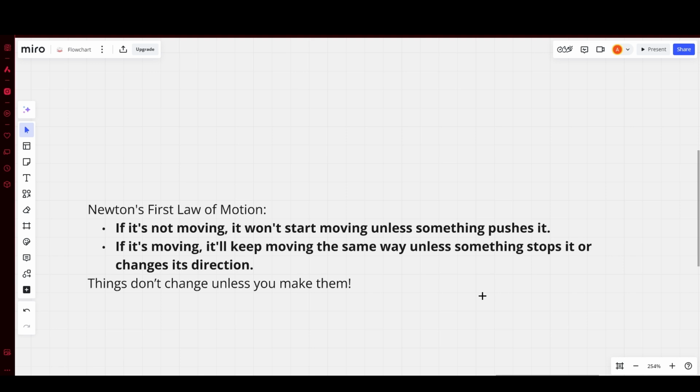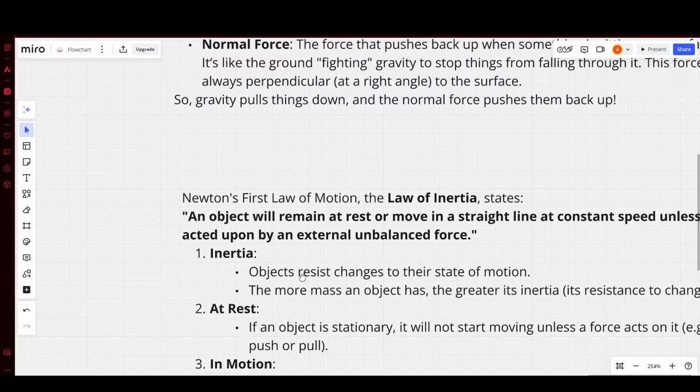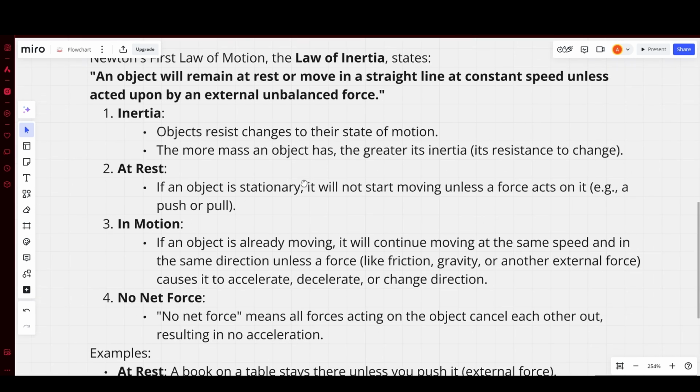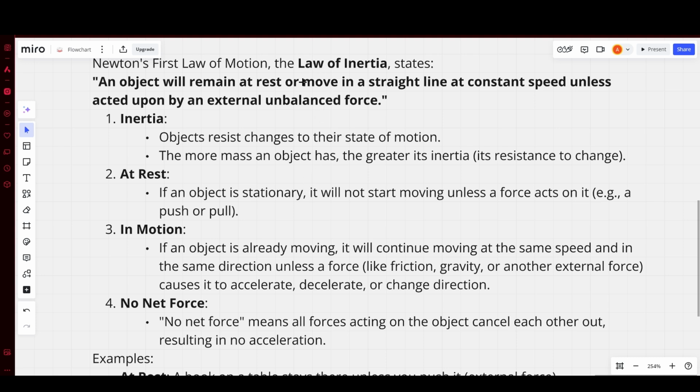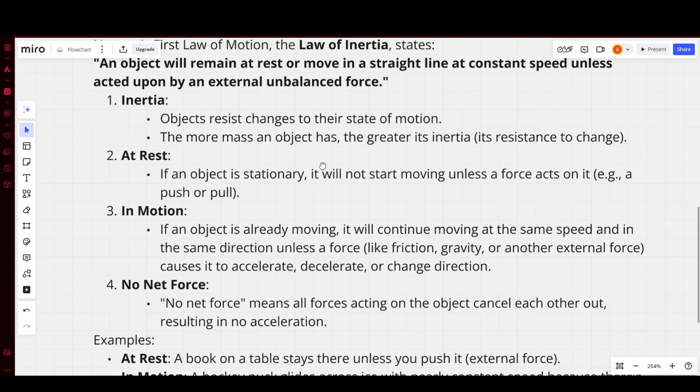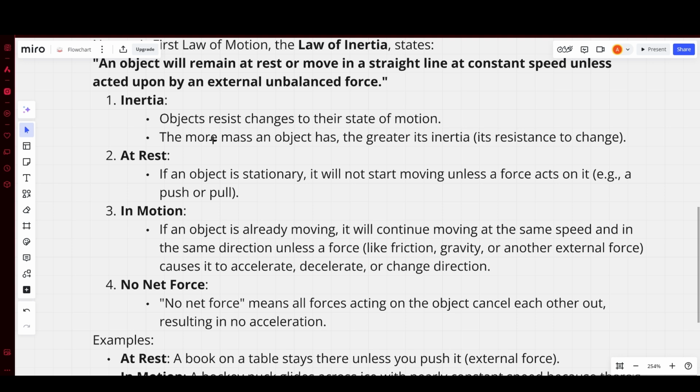But let's go here for a more in-depth explanation. His first law is also known as the law of inertia. And inertia is just an object resisting change to its state of motion. A measure of inertia is an object's mass, right? So a car has lots of mass. It has high inertia. It's hard to change its state of motion. It's hard to start moving it, and when a car is moving, it's hard to stop it.